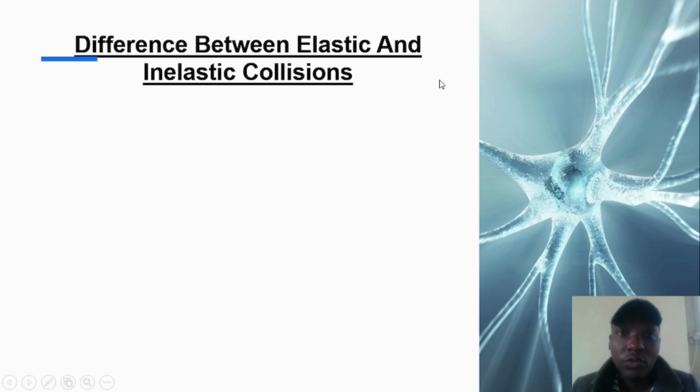So these are just two types of collisions, whereby collision is just the colliding, or just the interaction, of two bodies when they move against each other, you can say. So that's the meaning of collision.